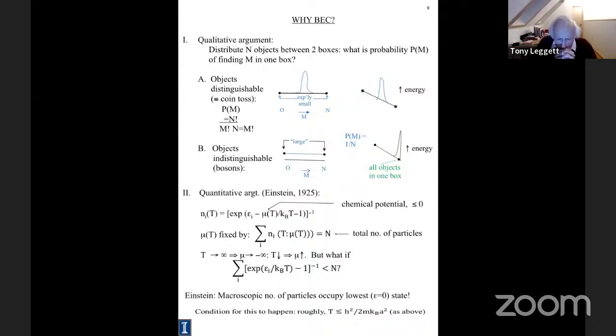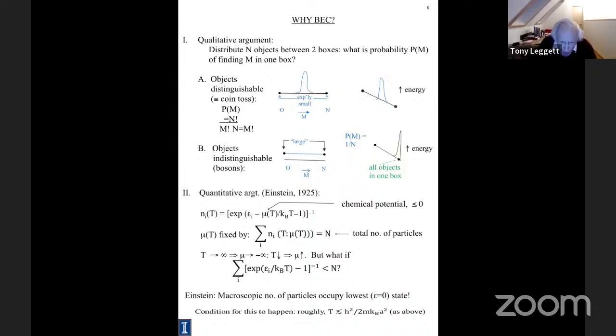But now suppose that our objects are indistinguishable, as they would be if they were bosons. Then the number of ways of distributing the objects so that we get m in one box is independent of m. You can easily convince yourself of that. So that in turn means if I now bias the distribution by making it more favorable in energy to put things in one box, then I'm quite liable to end up with all of them in a single box. And that's basically the phenomenon of Bose-Einstein condensation, or BEC.